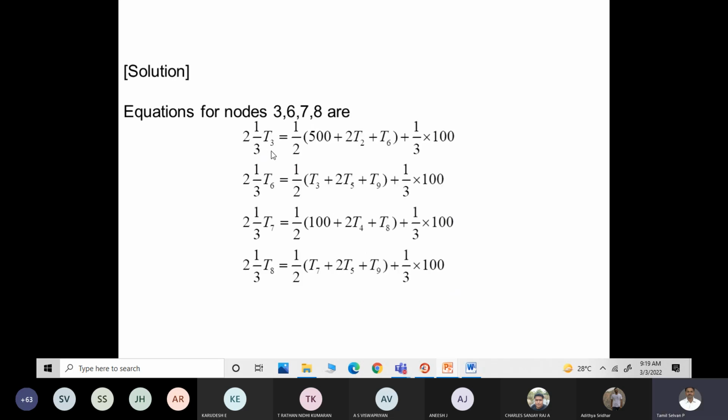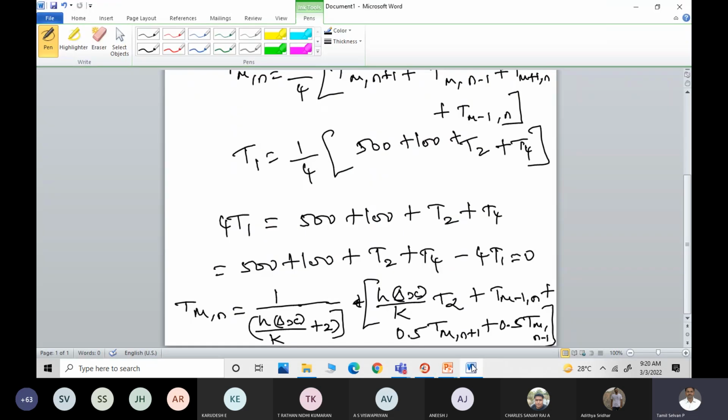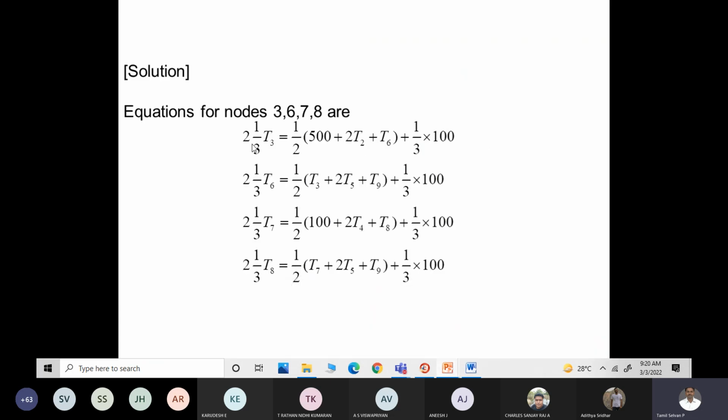2 1 by 3 or 7 by 3 T3, which is equal to 1 by 2 into this one plus 1 by 3 into 100. Okay, students, this is for T3. When you write this in this expression, what happens is this h by k, 10 by 10, it's a constant, 1 by 3 plus 2. So 2 1 by 3 or 7 by 3. This 7 by 3 goes to the other side. 7 by 3 T3.